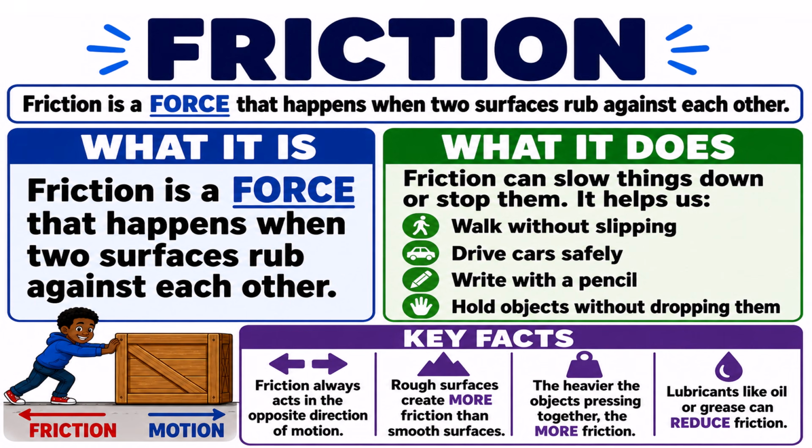So, some key facts about friction. Friction always acts in the opposite direction of motion. Rough surfaces create more friction than smooth surfaces. The heavier the objects pressing together, the more friction. Lubricants like oil or grease can reduce friction.